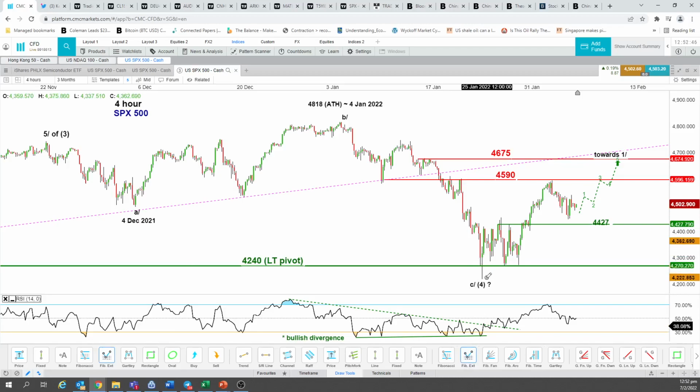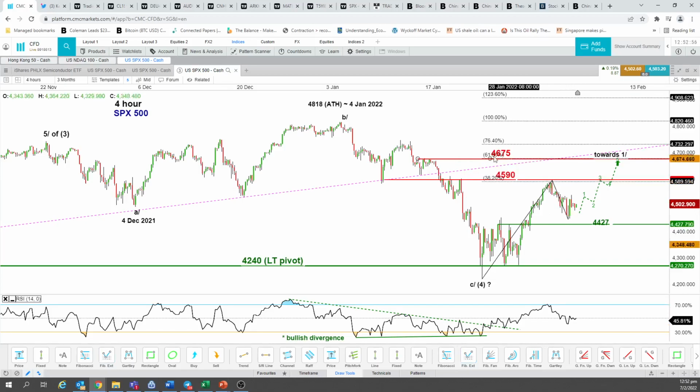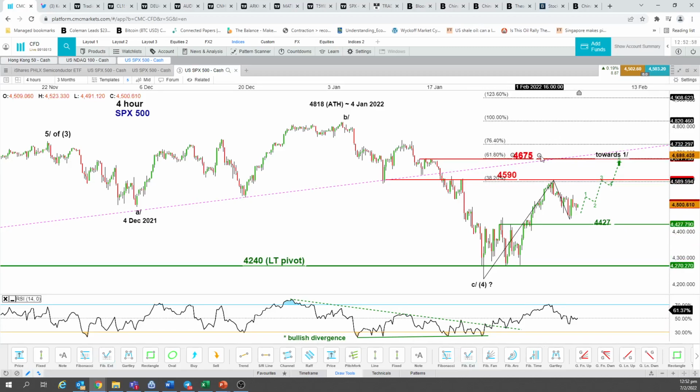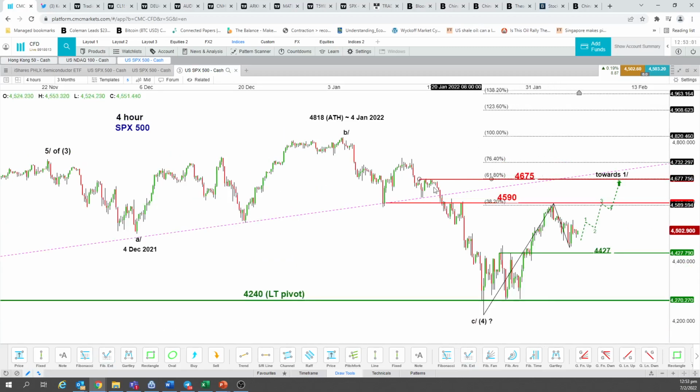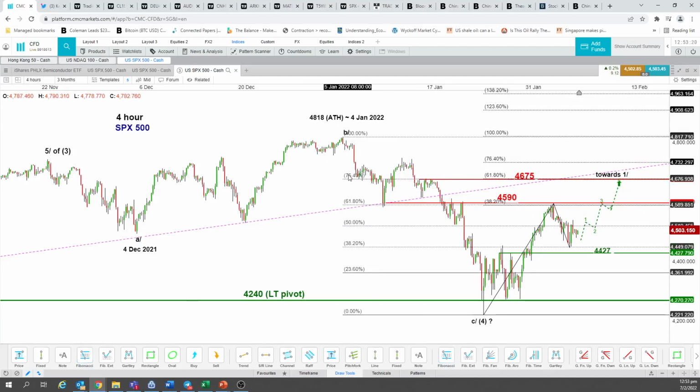So if I do the extension from the low of 25th of Jan, project it to last week's high, and project it to this pullback low of last week, 4th of February, you see 0.618 right exactly at 4675. And what's also at 4675? Graphically, it is the swing high area of 17th of Jan before this last steep decline occurred. Also, if I do the retracement from the all-time high of 4th of Jan 2022 all the way down to the low of 25th of Jan, it gives you 76.4%, so you see the importance of this confluence level.